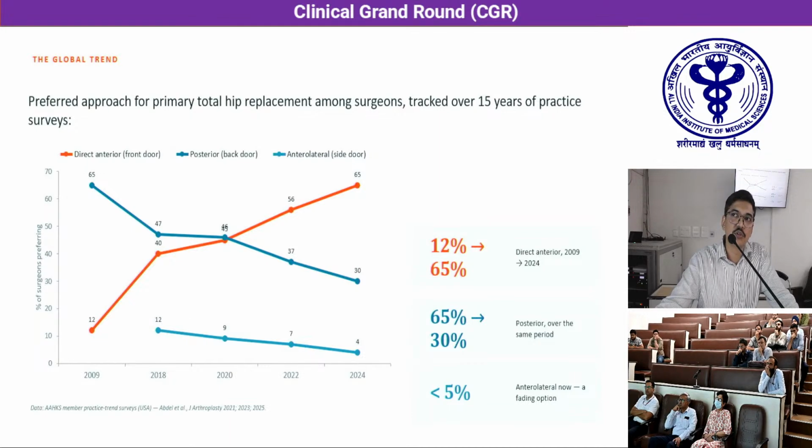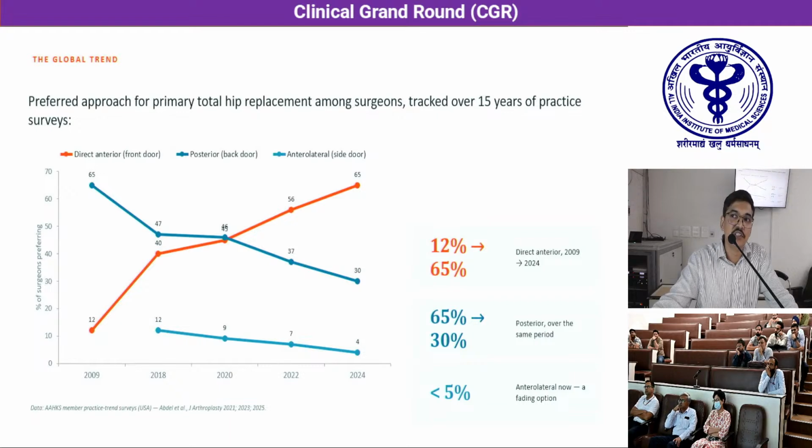But the posterior approach, the back door, which used to be popular in 2009, when around 65% of surgeons used to do this approach, has declined to 30% in 2024 now. And the direct anterior approach, which used to be 12% in 2009, has now reached up to 65%. And we entered somewhere here in India. So we will follow the same trend.